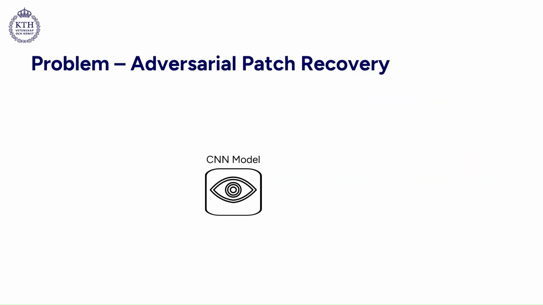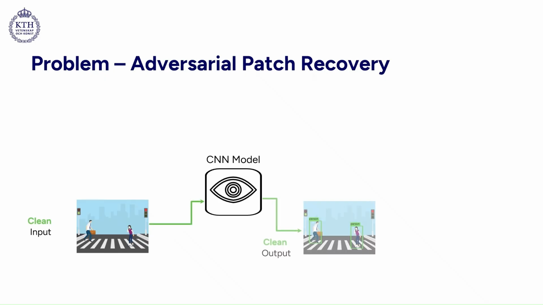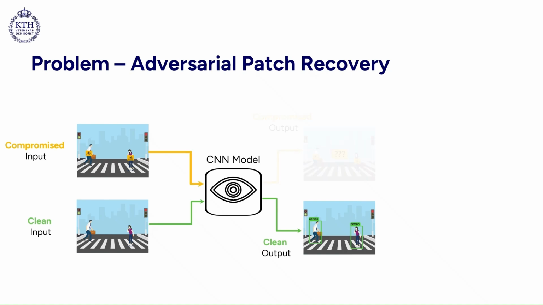CNN models are deep learning architectures typically used for computer vision tasks such as object detection and image classification. When a clean input image without adversarial perturbations goes into a CNN model, if the model has been properly trained, it will be able to produce an accurate output corresponding to that input image, such as the bounding boxes in this pedestrian crossing example. However, if the input image has been compromised by an adversary using adversarial patches, the CNN model will be misled into producing an erroneous or incomplete output.